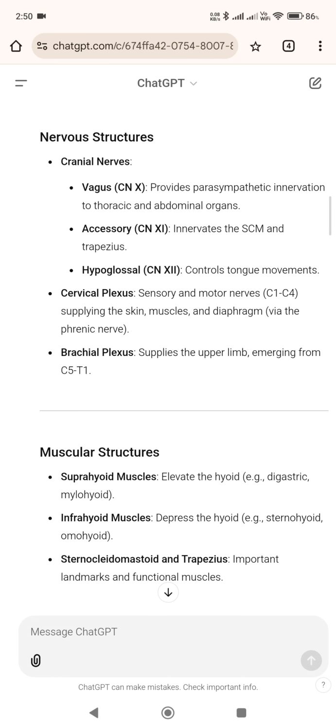Nervous structures, cranial nerves. Vagus CN X provides parasympathetic innervation to thoracic and abdominal organs. Accessory CN XI innervates the SCM and trapezius. Hypoglossal controls tongue movements. Cervical plexus, sensory and motor nerves C1-C4 supplying the skin, muscles, and diaphragm via the phrenic nerve. Brachial plexus supplies the upper limb emerging from C5-T1.